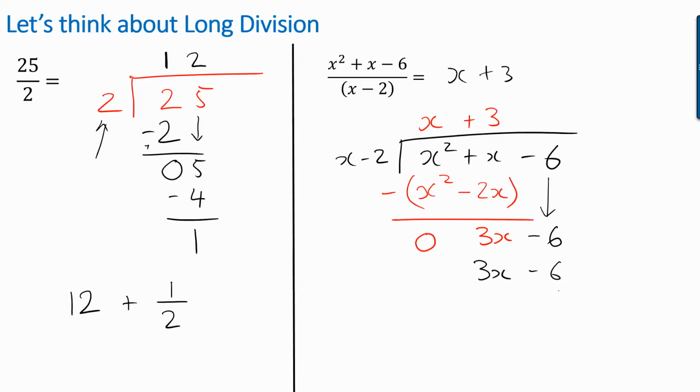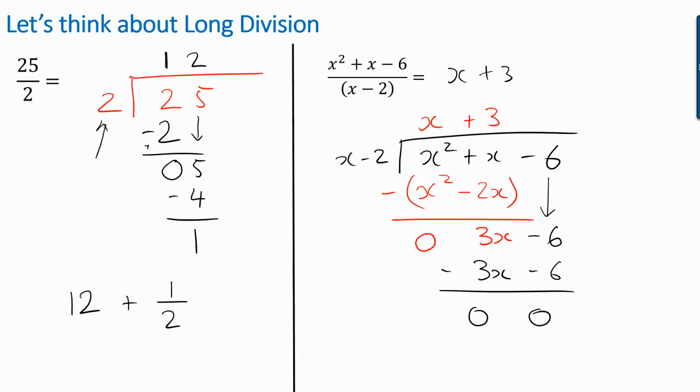Now you find the difference. You want to find the difference and see if there's a remainder. So if you subtract it, 3x subtract 3x is 0. Negative 6 minus minus becomes plus 6, 0. So 0 remainder, and I've finished. 0 remainder, what is my answer? That means x squared plus x minus 6 divided by x minus 2 is x plus 3.